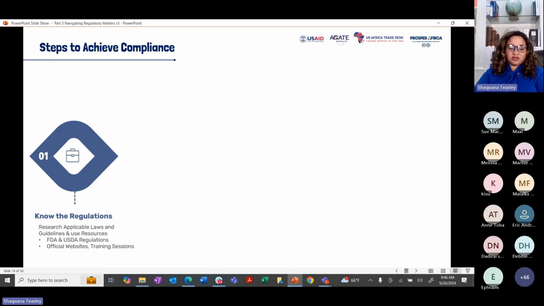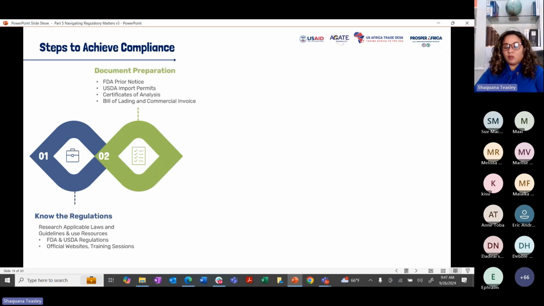Know the regulations. Do you need to be an expert? No. Do you need to have someone that can guide you and support you? Absolutely. Research the law or have someone on your team that can do that. Take as many training sessions as you possibly can. The more you know, the better. You need to make sure your documentation is prepared properly so you can give the proper notice where required. Have your import permits, your certificates of analysis. I said authenticity before, I apologize. It's certificates of analysis.